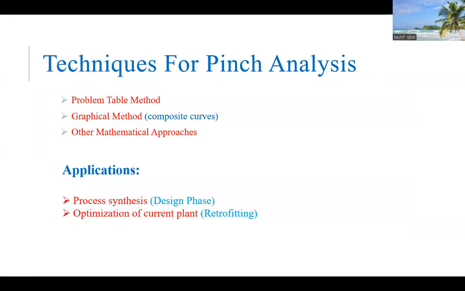So for the pinch technology, there are 2 very famous methods which can be used for the problem solution. First is the problem table method, which can be used for small scale problems. It is very easy and handy when the system is small and we have very few streams. It will give a very quick answer in a very short time, of how much would be the hot utility, how much would be the cold utility, and what is the hot pinch and the cold pinch temperature.